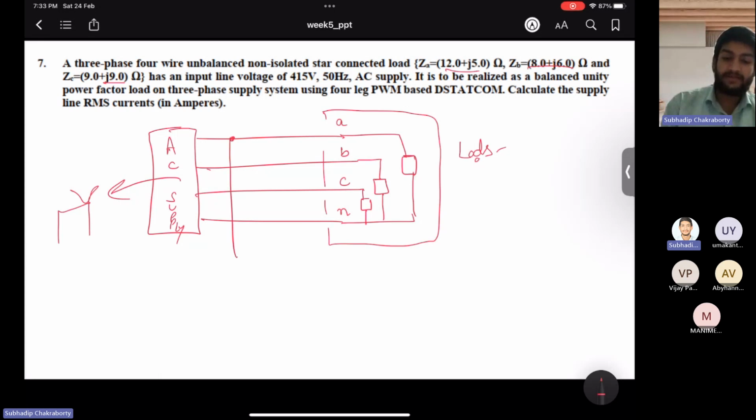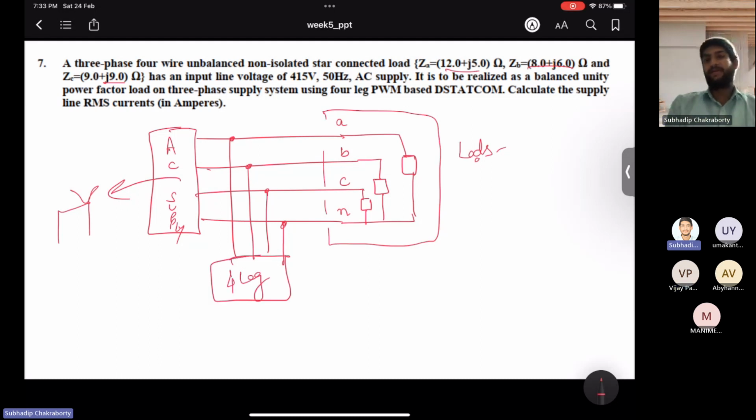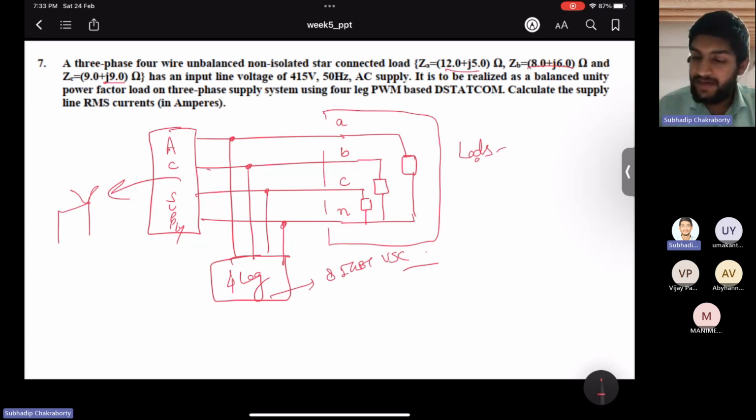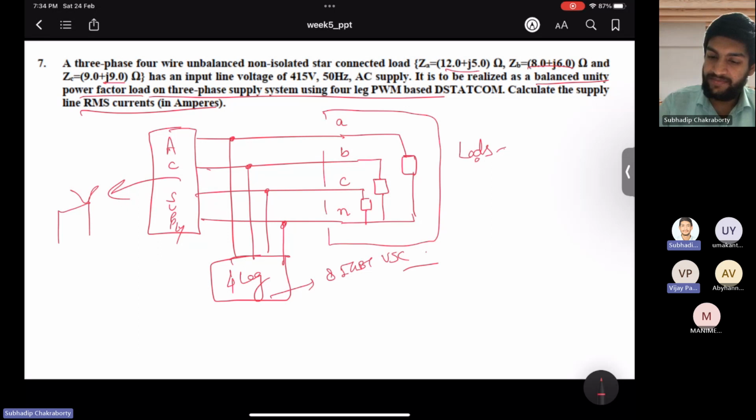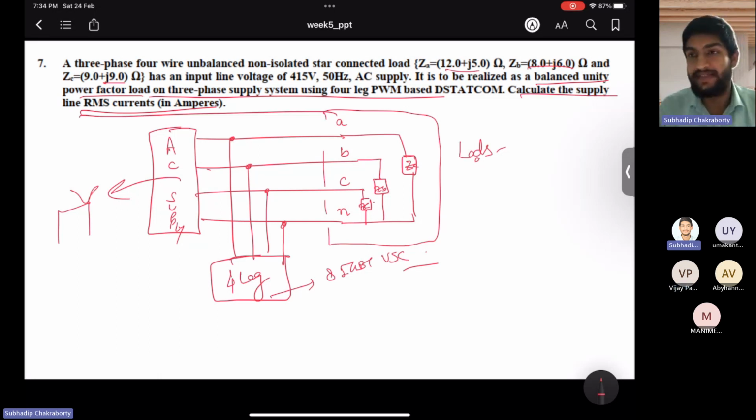Now you connect a 4-wire DSTATCOM, the shunt. 4 leg actually, it's 8 IGBT switches. Why did you connect it? You wanted balanced unity power factor operation. Same as the previous problem, but now the topology changed. It was a 4-wire system. So calculate the line RMS currents. You know that you have the loads whose values are given as ZA, ZB, and ZC. So can you calculate the supply line RMS currents in a balanced condition?